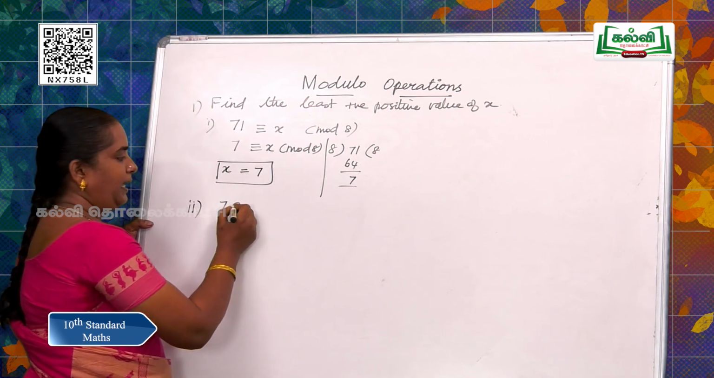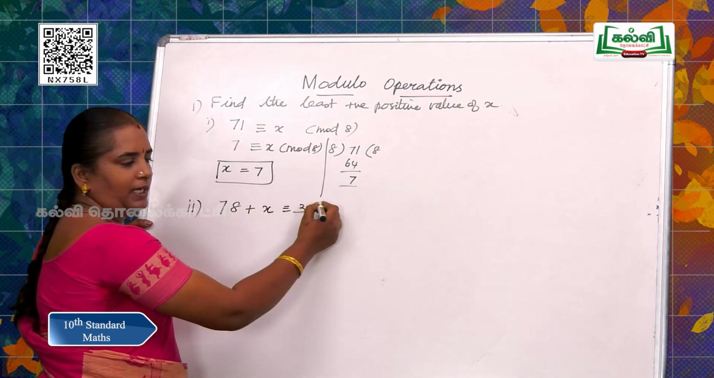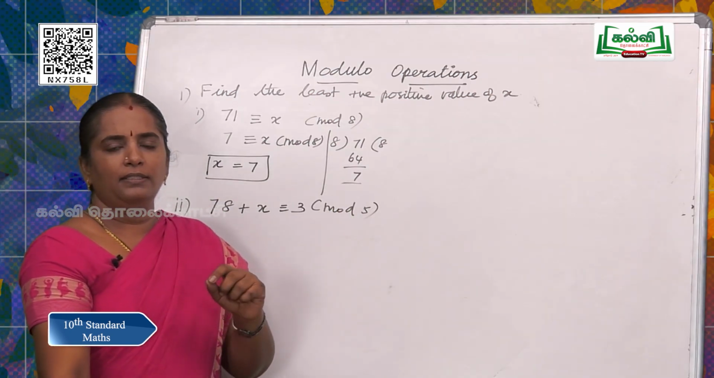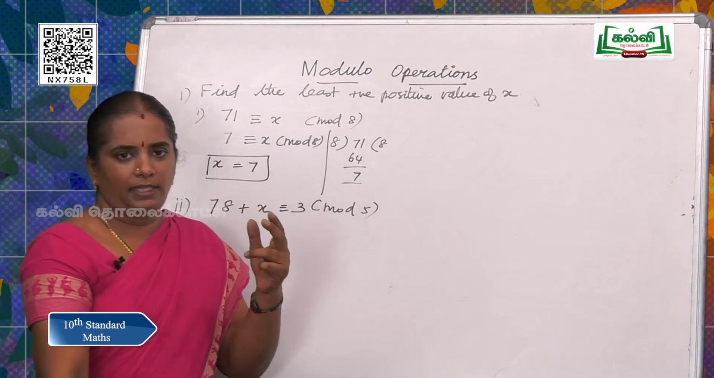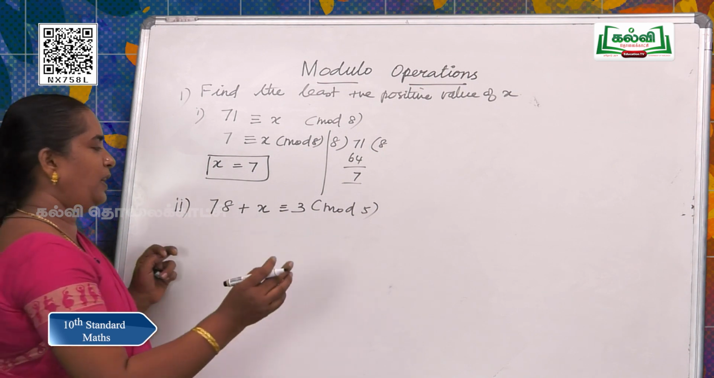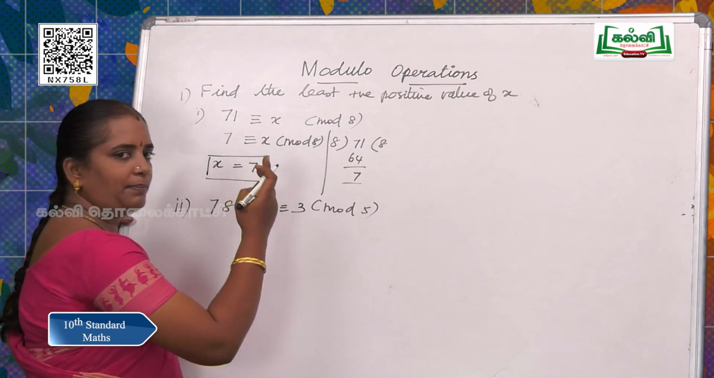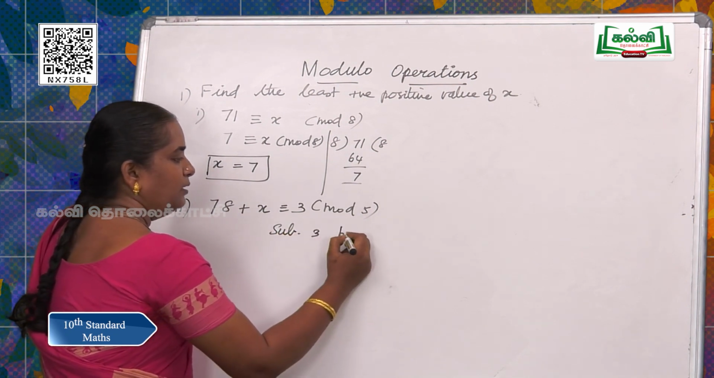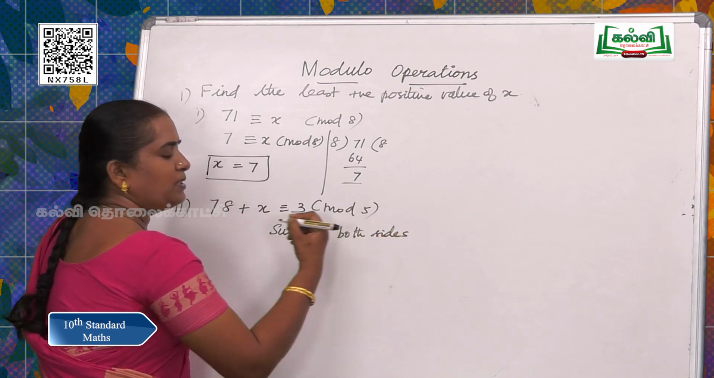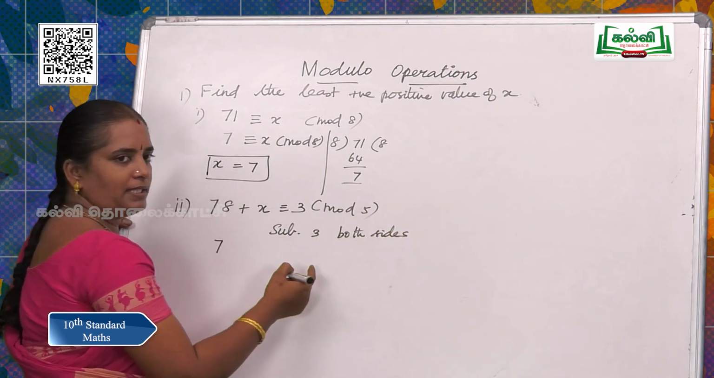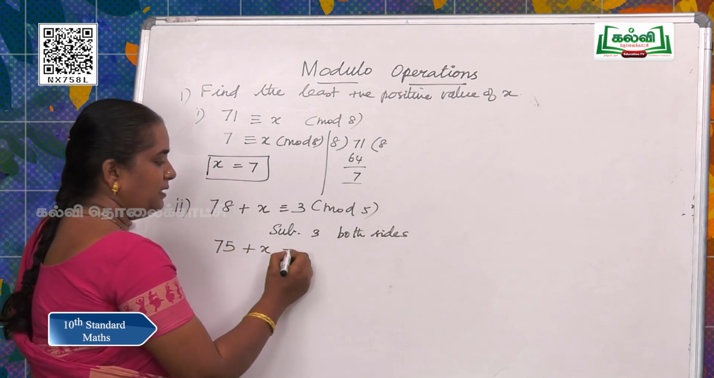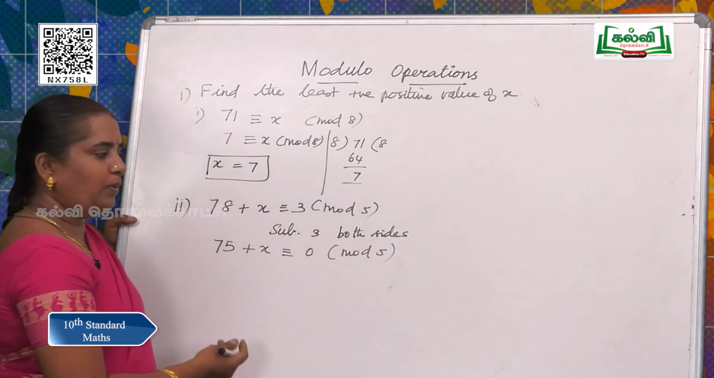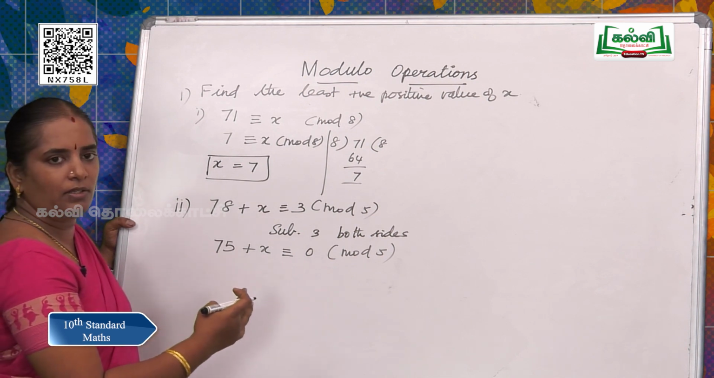That is 78 plus x is congruent to 3 mod 5. Now, we have learnt a property that subtracting on both sides will never change the congruence. So, we are going to subtract what number? Let us subtract 3 on both sides. So, 78 minus 3 is 75, plus x is congruent to 3 minus 3 is 0 mod 5. So, what does it mean? 75 plus x is congruent to 0.